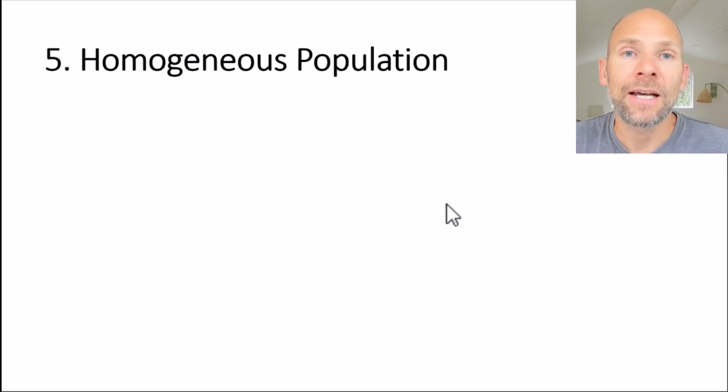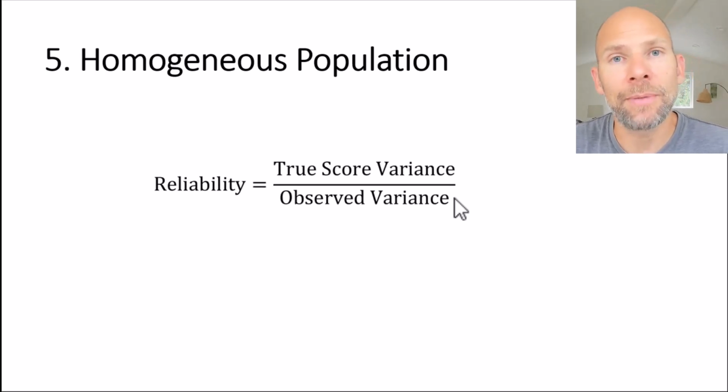Fifth, having a homogeneous population, or we could say having a restricted range. Remember that reliability in classical test theory is defined as the ratio of the true score variance component to the total observed variance component. And so now you can see it's a variance dependent measure. If your true score variance component in the numerator is small because individuals in your sample are very homogeneous, then you have a restricted range, and as a result, reliability will be small.